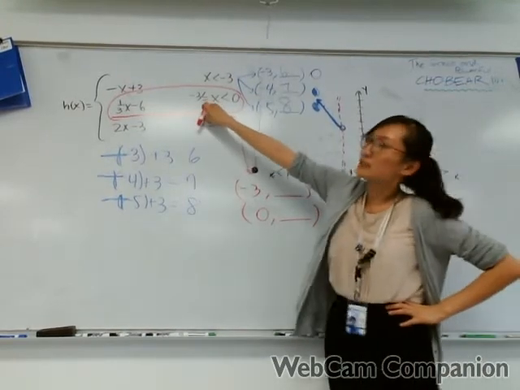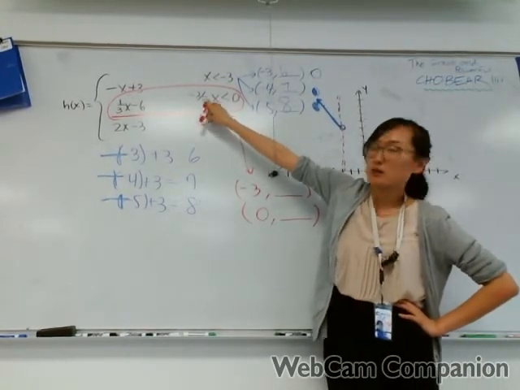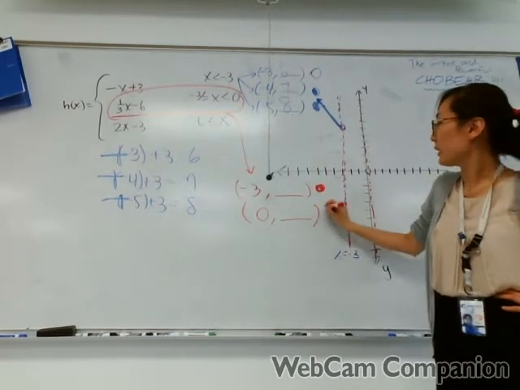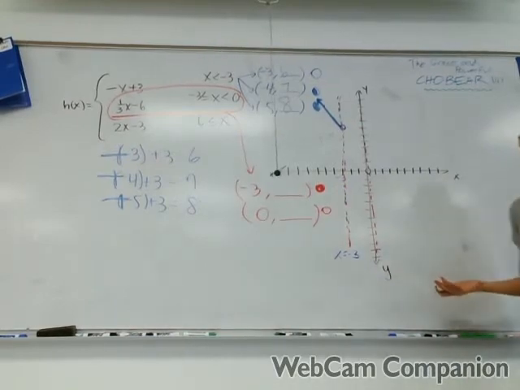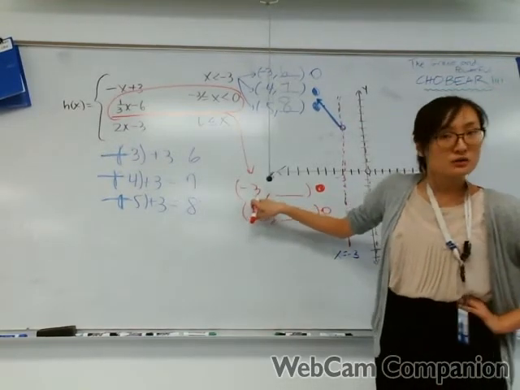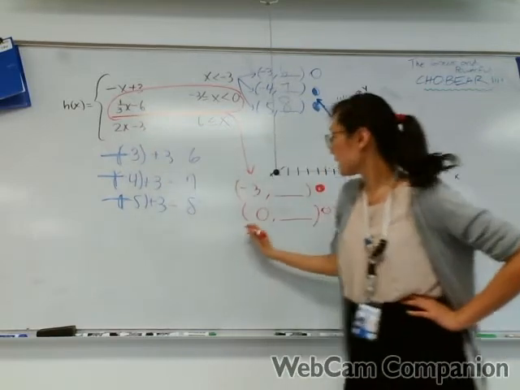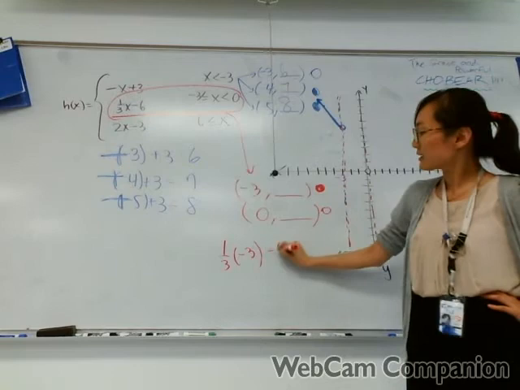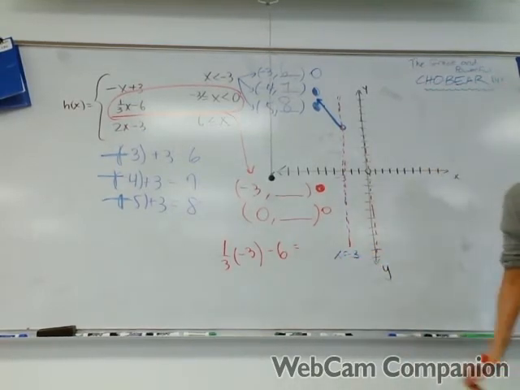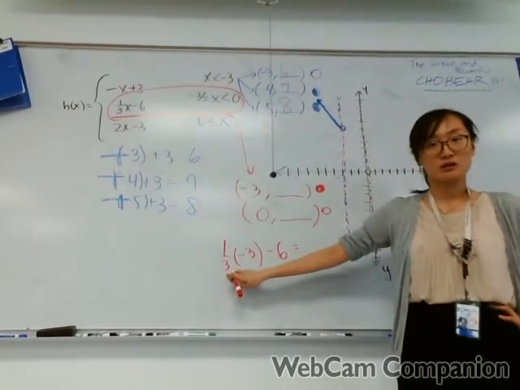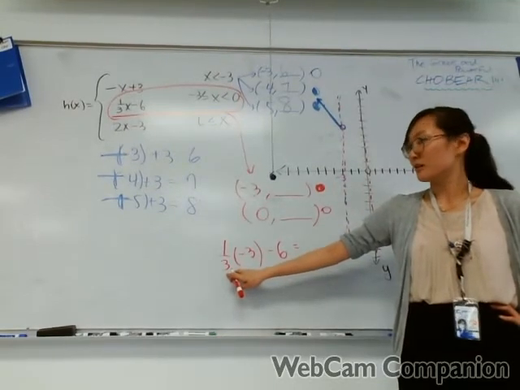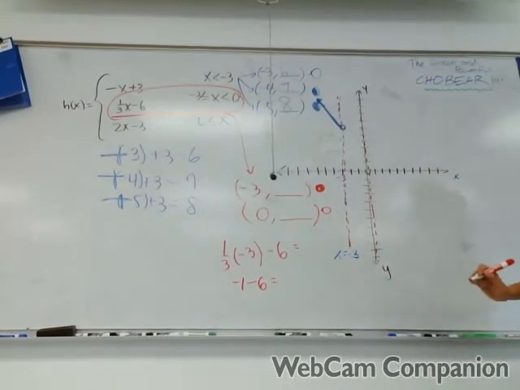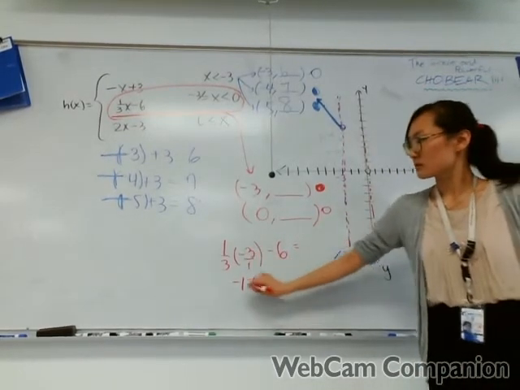At -3, this is an equals sign, so is it a white or black dot? Black dot. What about at 0? It's a white dot. So now I just have to figure out what the values are. You can use your calculators or do this in your head. Plugging in -3: 1/3 times -3 minus 6. What's -3 over 3? -1. And what's -1 minus 6? -7.